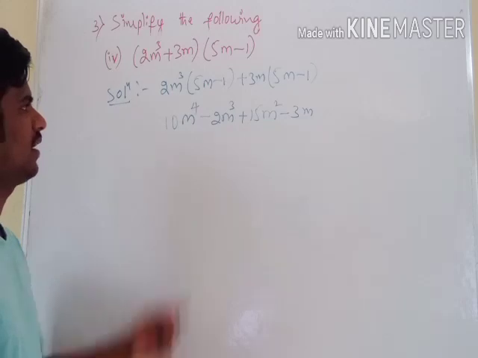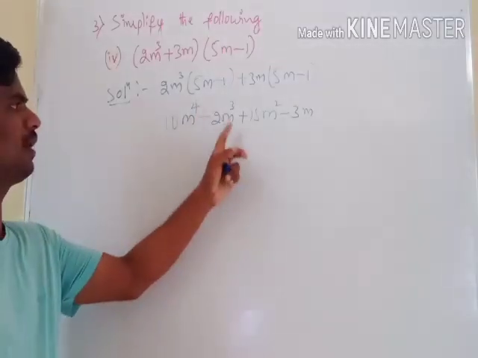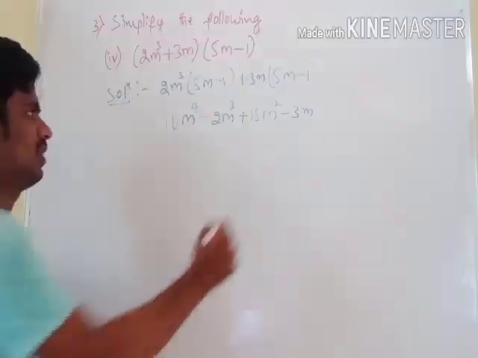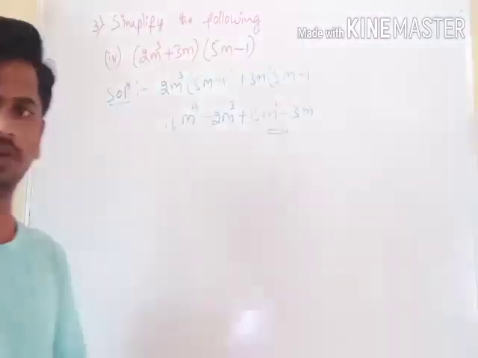Then observe if there are any like terms. Here m^4, m^3, m^2, m, so that's why there are no like terms. So this is the required solution. Okay.